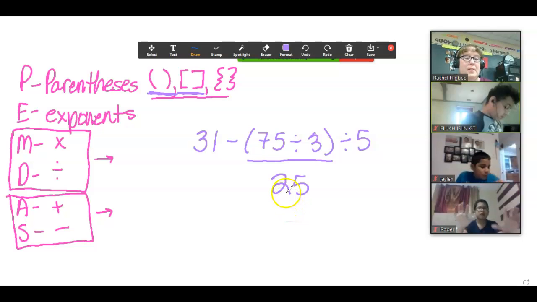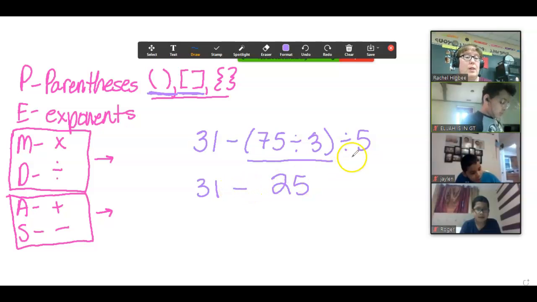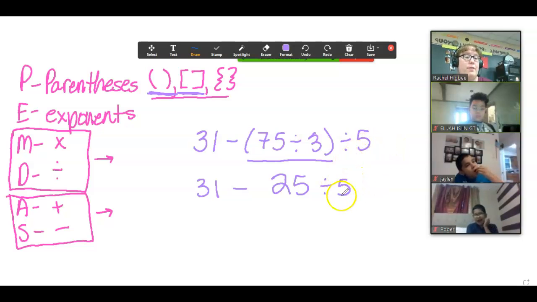Okay. Now I have to rewrite what I did not use. I did not use the 31. I did not use the subtraction. I did not use the division. And I did not use the 5. Okay. So I'm done with parentheses. I don't have exponents because that's 6th grade. Okay. So now I look for multiplication and division.